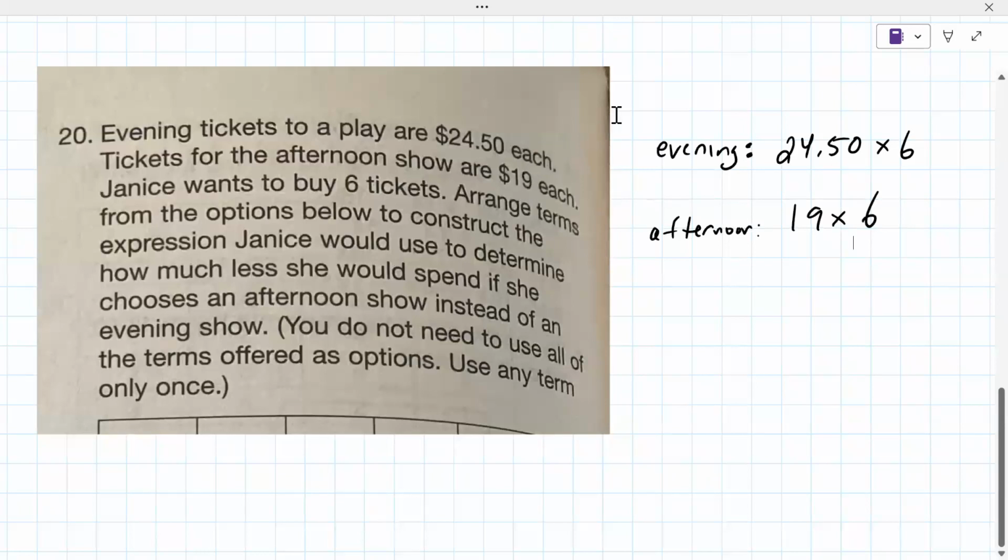The 24.50. Okay. So how do you show the difference between them? What's the math operation for that? Subtraction. Yes. So you're going to take that 24.50 times 6 and subtract the 19 times 6 like that.